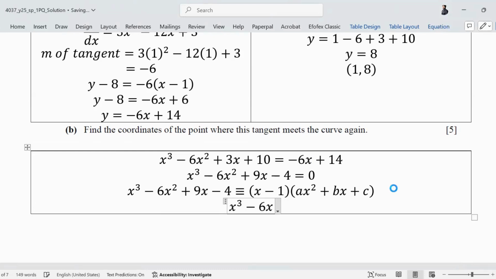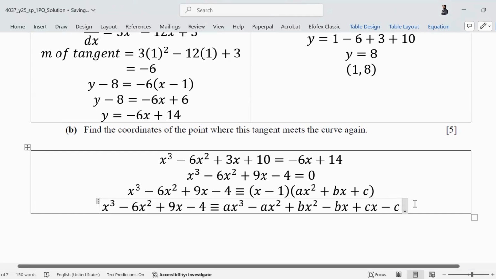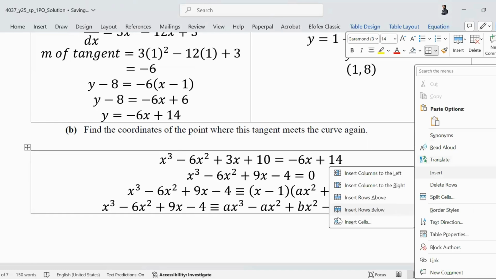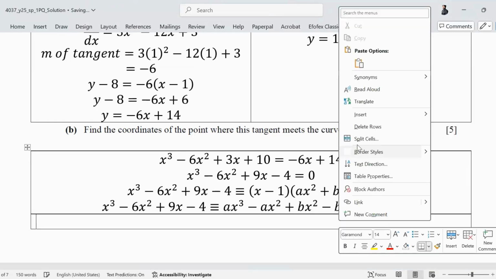x cubed minus 6x squared plus 9x minus 4 is equivalent to ax cubed plus bx squared. Okay, ax cubed minus, I'll write it this way, ax squared plus bx squared minus bx plus cx minus c. So now if I compare the coefficients, I can find my values of a, b, and c.